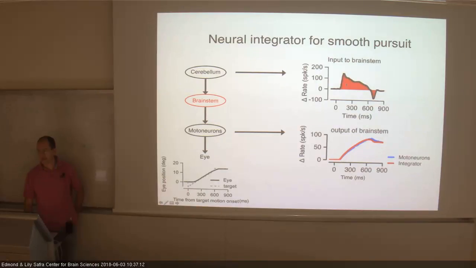So the red line here is the area under the curve, under this function, which is essentially the integration. The red line is just summing this activity, and the blue line is the actual activity of the motor neurons. So we have here the input to the brainstem. We looked at the input, and we looked at the output, and we found, by this simple simulation, we know more or less what the transformation is. So the transformation is equivalent to a neural integrator.